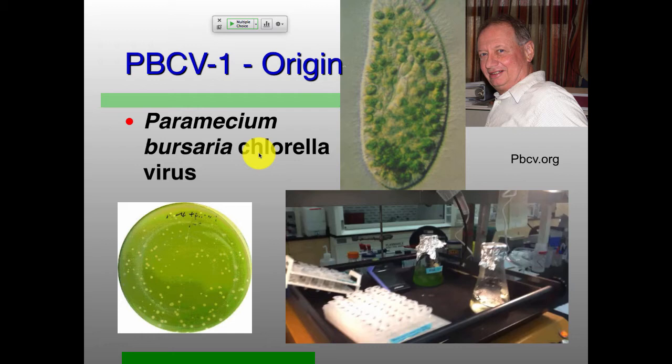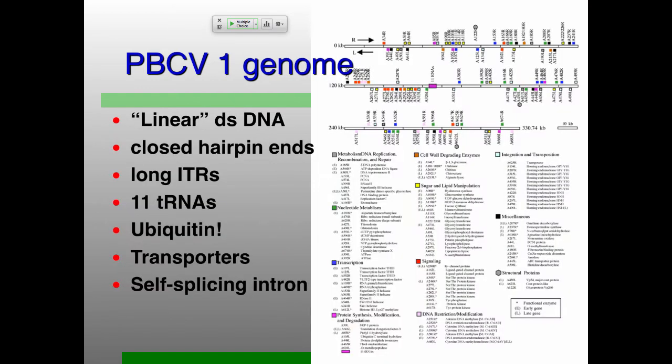So he came up with this term, NCLDVs, because if you do phylogeny and just look at the relationship between a lot of these giant viruses, phycoDNA viruses, again, these algal viruses that are infecting algae, they're also related to the pox viruses, which we've talked about before, and as we'll see, some of the genome similarities with pox viruses are pretty clear.